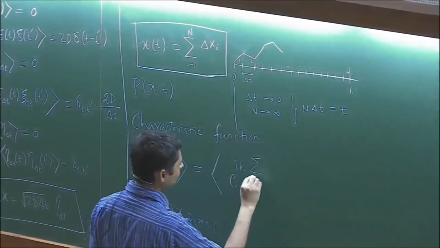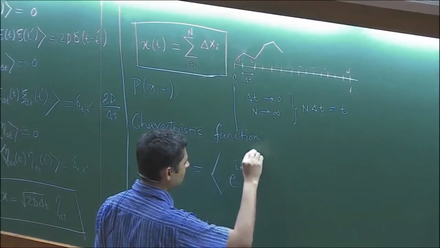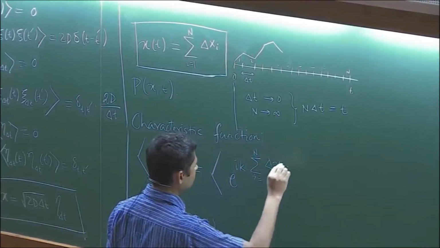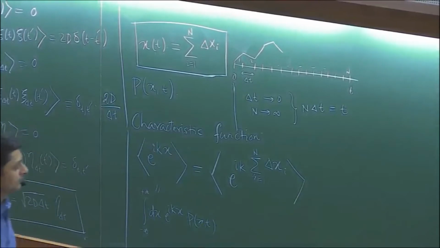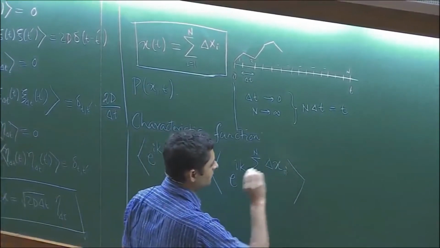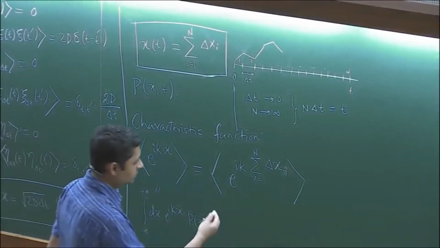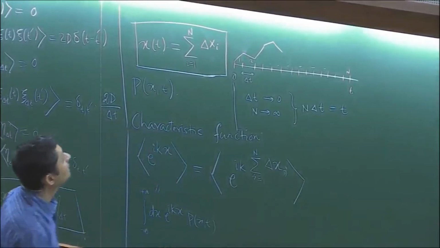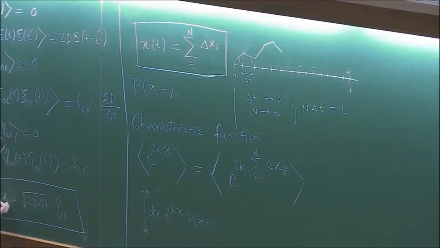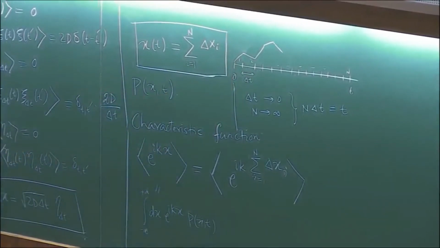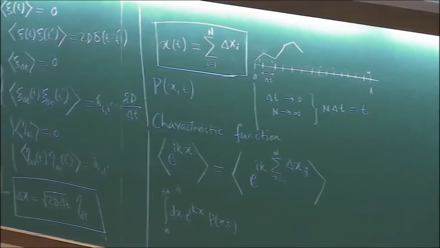So let's call this something j, right? This is the sum over j equal to 1 to n of delta x_j. So these are the steps, right? These steps are uncorrelated, so they are independent of each other. The steps you take at one time and at another time are independent of each other, right?